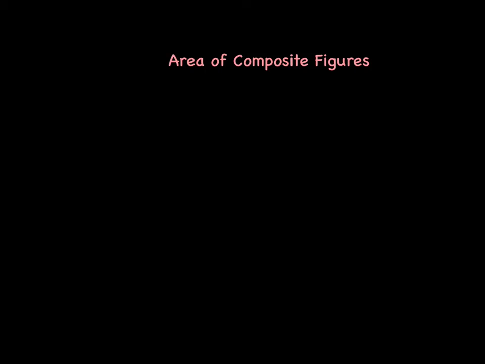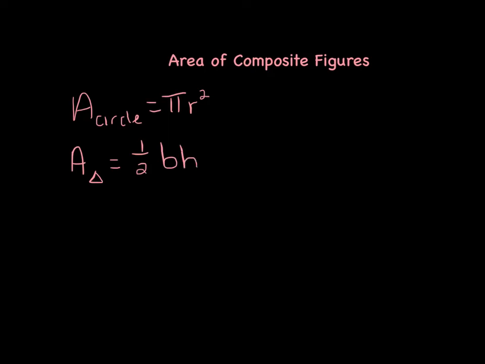By now, you're probably familiar with the following formulas. The area of a circle is pi r squared. The area of a triangle is 1/2 the base times the height. Now don't be tricked, because sometimes the height may not be drawn. You may need to find it using Pythagorean theorem.